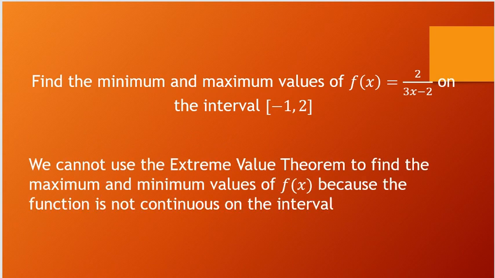And thus, we cannot use the EVT. We cannot say that there is a minimum and maximum value by use of the EVT because the function is not continuous on the closed and bounded interval. In fact, if you take a look at the graph of f of x here, it has a vertical asymptote at x equals 2/3. So it's skyrocketing up one way and then skyrocketing down from the other way. So this is just one sample as to why you have to check those hypotheses to make sure that they're both satisfied before you continue on in this process.